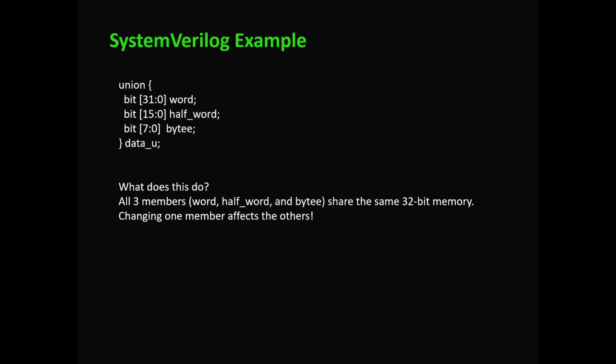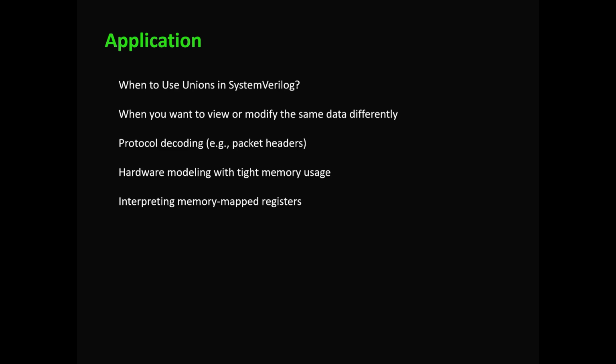Now this is the syntax of union. So here we have the keyword union, and here we have the data type name. Okay. So what does this do? See, all our 3 members, word, halfword, and byte, share the same 32-bit memory. So here the maximum size of memory is 32-bit, and all these 3 variables share common memory. So if you make changes in one, the changes will reflect in the others. Okay. So that's how you can understand union.